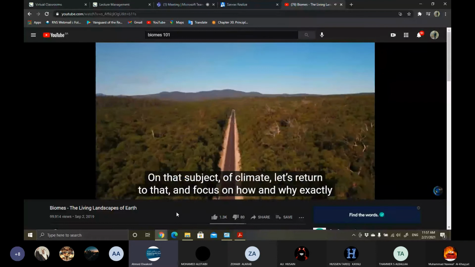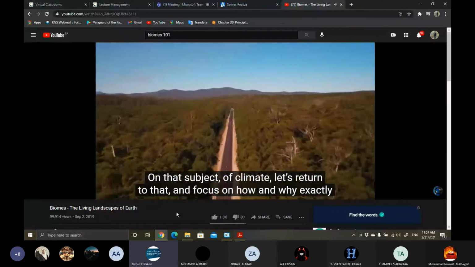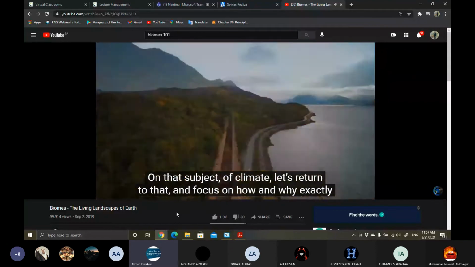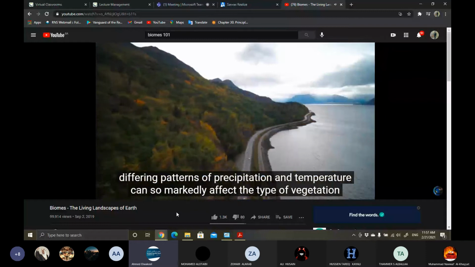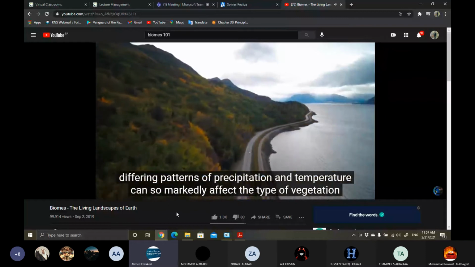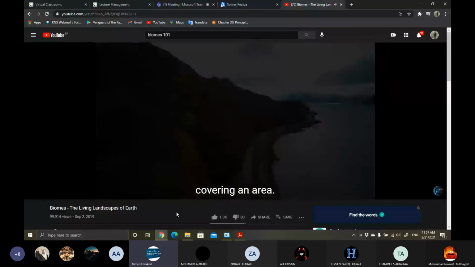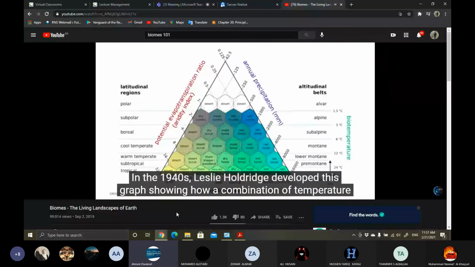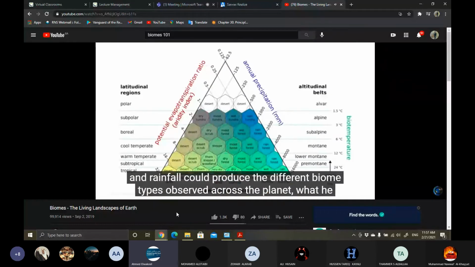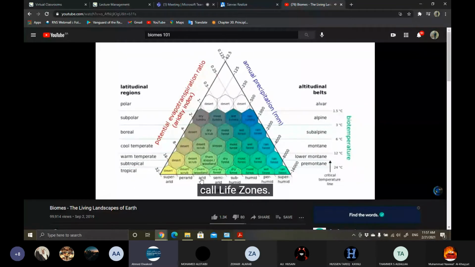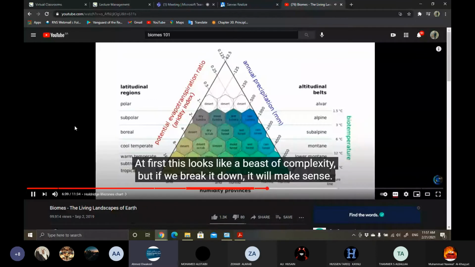On that subject of climate, let's return to that and focus on how and why exactly differing patterns of precipitation and temperature can so markedly affect the type of vegetation covering an area. In the 1940s, Leslie Holdridge developed this graph showing how a combination of temperature and rainfall could produce the different biome types observed across the planet in what he called life zones. At first, this looks like a beast of complexity, but if we break it down, it will make sense.